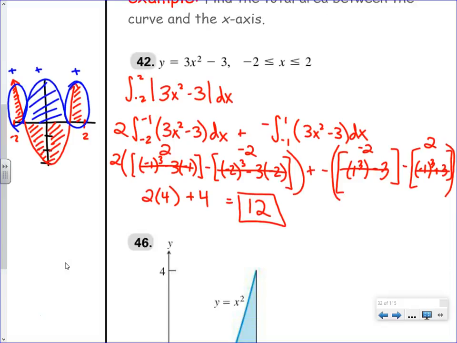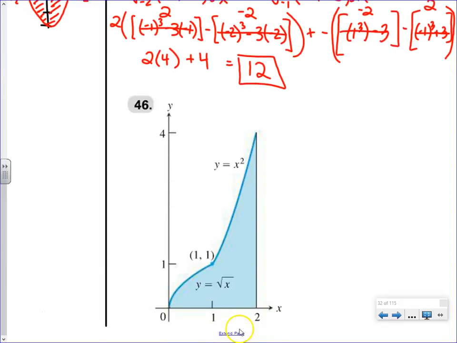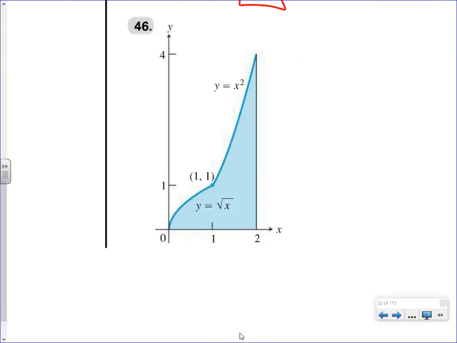Did it work, George? Yeah. Okay. Oh no! What do we do here? Total area between. Okay, it's all positive. There's no flipping of signs, but what do we have to consider? The two different functions.